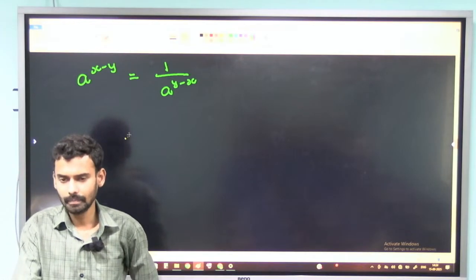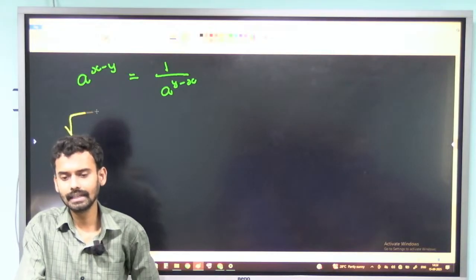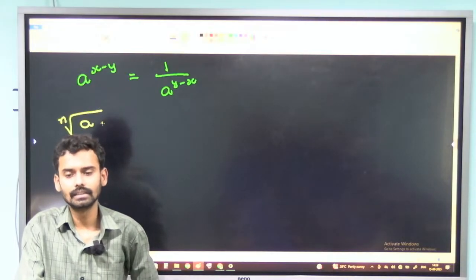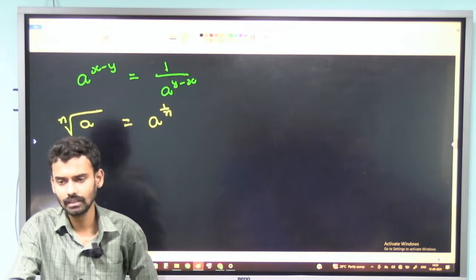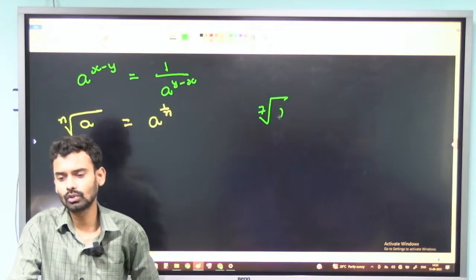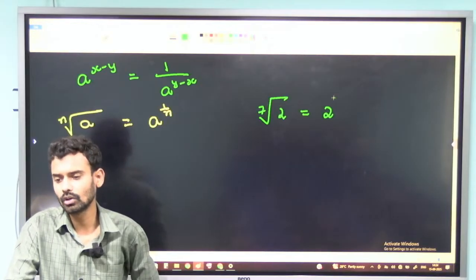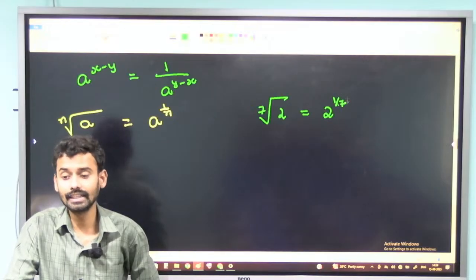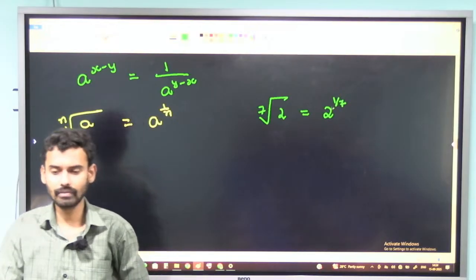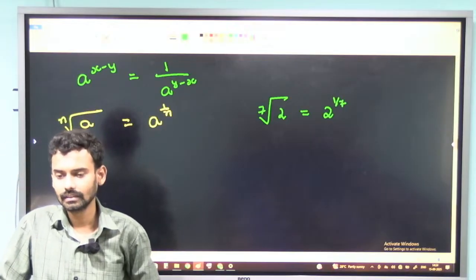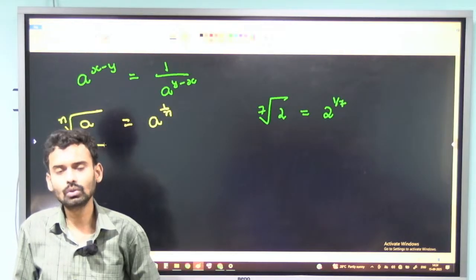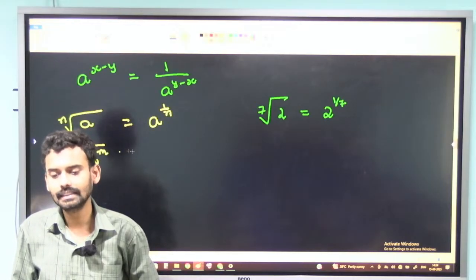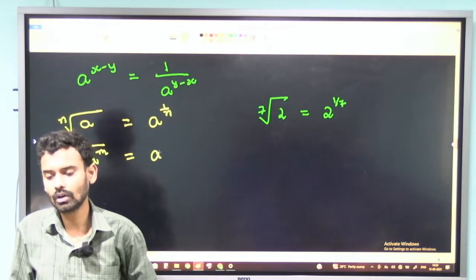Coming to the next rule, if we consider the nth root of any number a, we can write this as a to the power of 1 by n. For example, if I consider the 7th root of 2, this can be written as 2 to the power of 1 divided by 7, and this entire 1 divided by 7 is in the power. Then the nth root of a to the power of m can be written as a to the power of m, whole to the power of 1 by n.